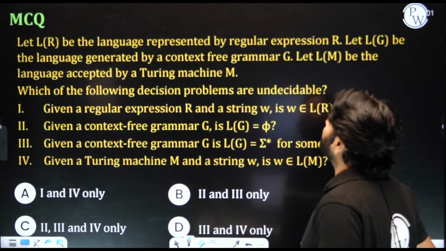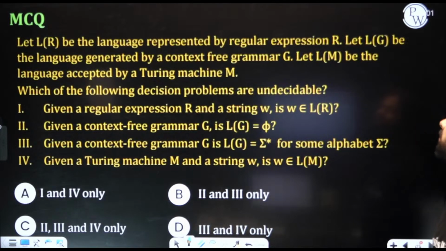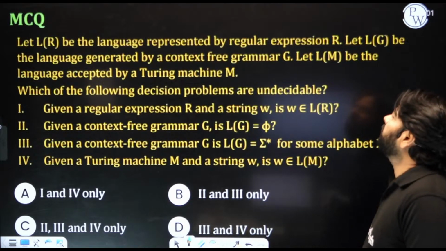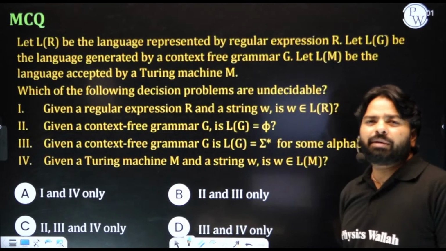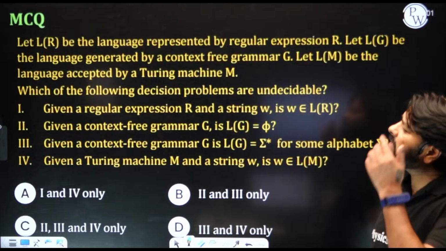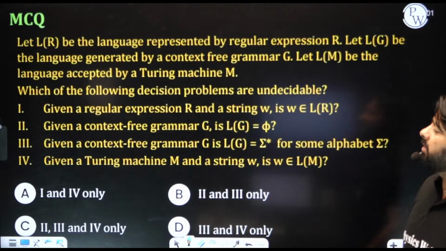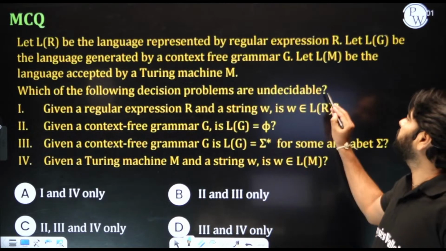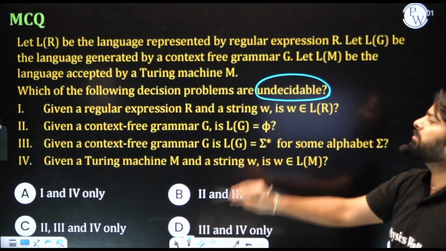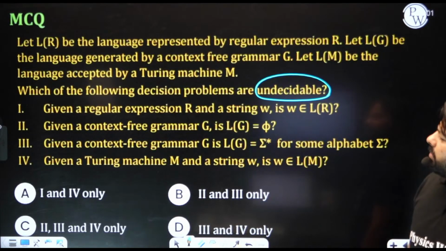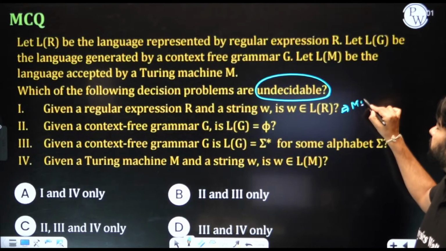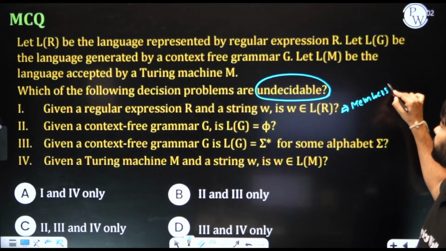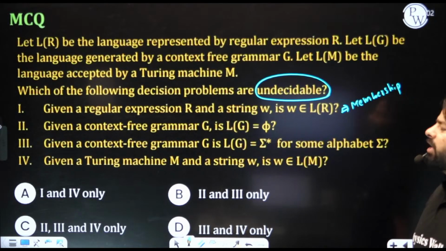You have a language represented by regular expression R, a language generated by context-free grammar, and a language accepted by Turing machine. So M represents Turing machine, G represents the context-free grammar, R represents regular expression. Which of the following decision problems are undecidable? Only undecidable things you need to identify. First statement is membership, just membership for regular languages, as you are talking about regular expression here. It is decidable, we are aware.